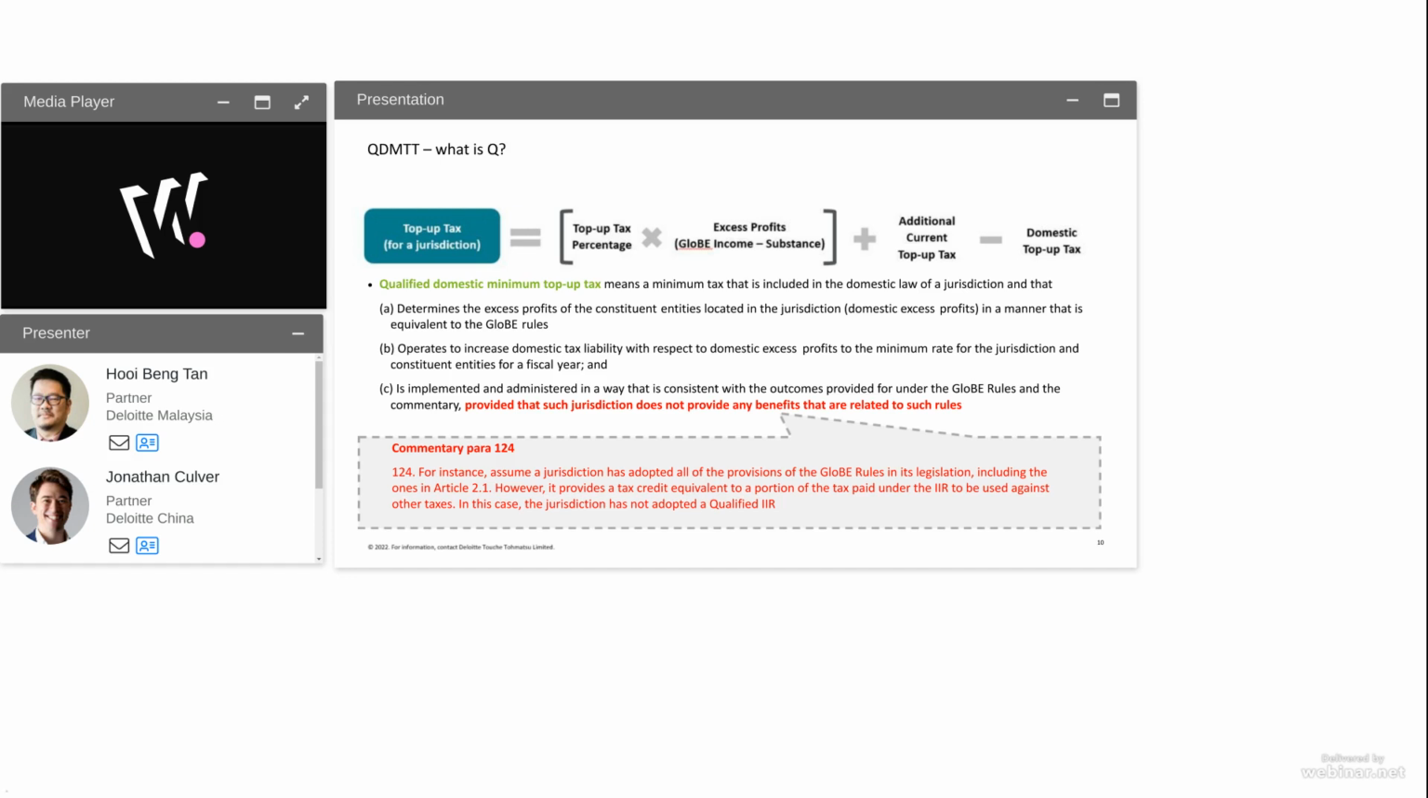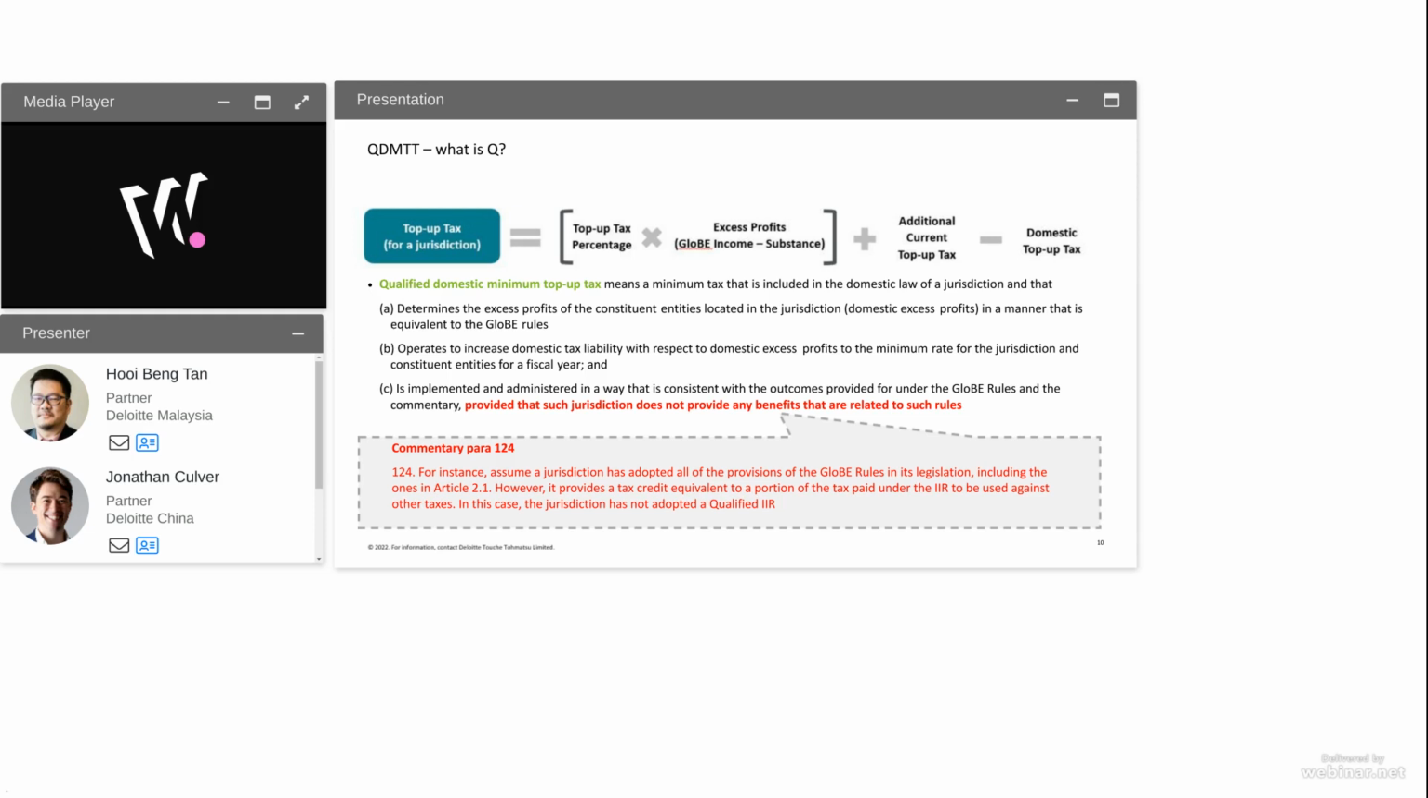Now, interestingly, in the definition of the QDMTT, we have this bit highlighted in red on the screen, provided that such jurisdiction does not provide any benefits that are related to such rules. So what this part of the definition is intending to do is stop jurisdictions from collecting this top-up tax with one hand, but then passing it back to companies with the other hand, for example. So trying to make sure that there's no circularity of tax. But that's basically the concept, and we have this definition in the rules.